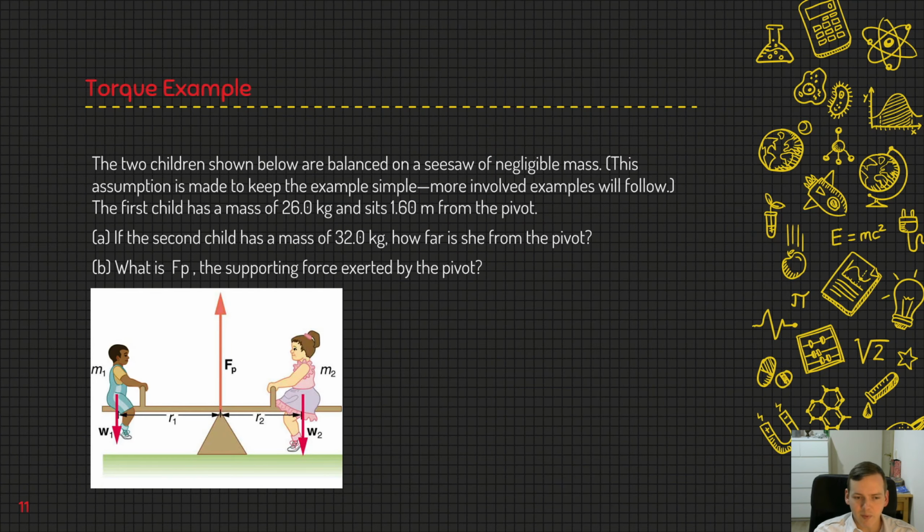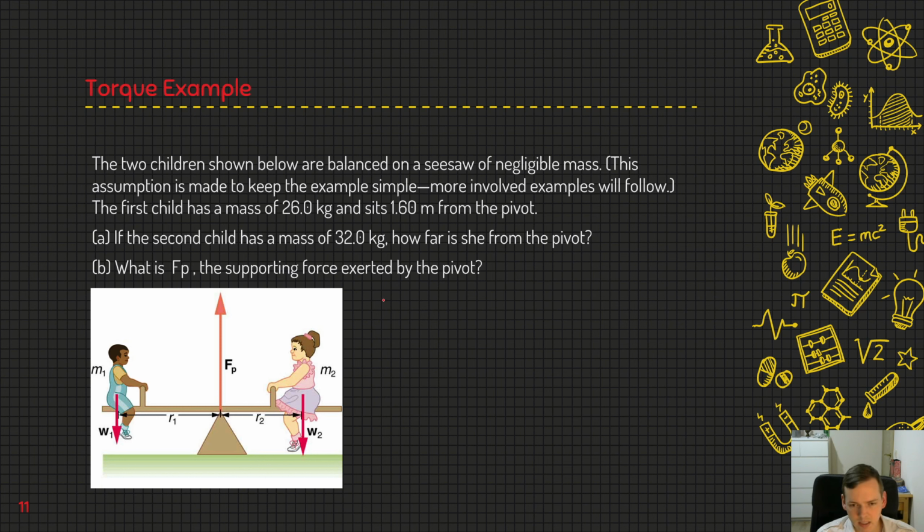So we've got an example here. A classic example is a teeter-totter. Two children are shown balanced on a seesaw of negligible mass. This is just to make it simple. The first child has a mass of 26 kilograms and sits 1.6 meters from the pivot. If the second child has a mass of 32 kilograms, how far is she from the pivot?